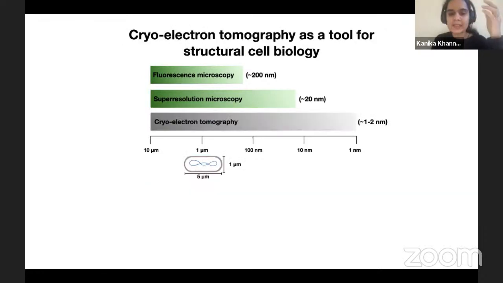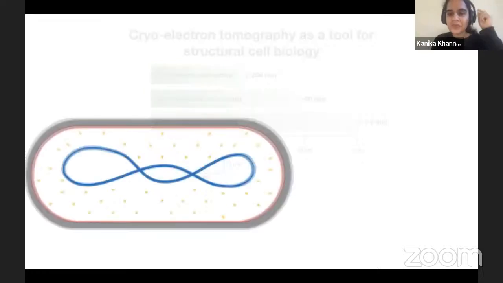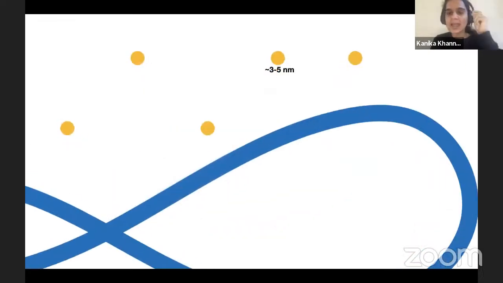So I'm going to talk a little bit about this technique, which I've been working on, called cryo-electron tomography. And it really allows us to zoom inside the cell and see these proteins, individual protein complexes, which are a few nanometers in size. And we can understand what the relationship of these proteins is with other proteins in their surroundings, and so on and so forth.